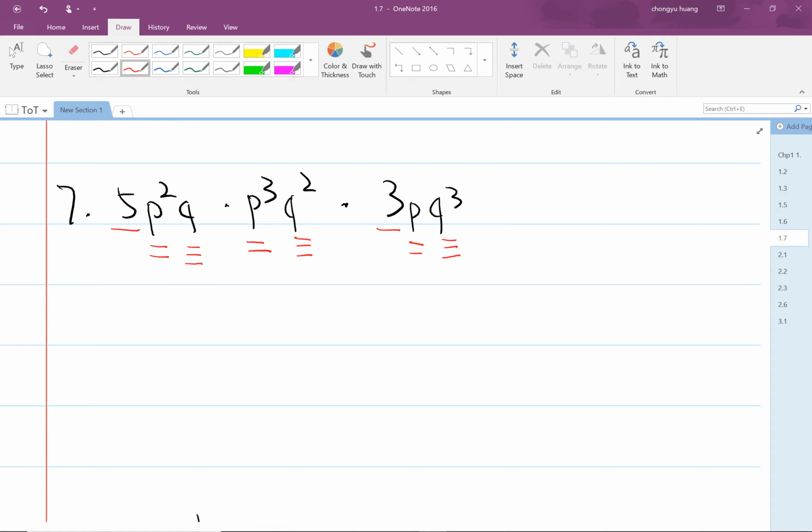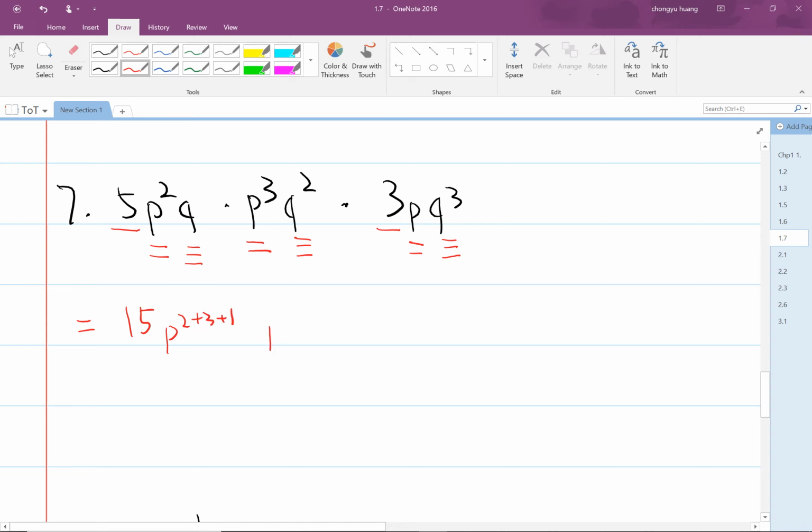So that's what makes you add or subtract the right term. That's one of the tricks, just to make sure you are on the right track. Here we have 5 multiplied by 3, so it's going to be 15. And then what about p? P to the power 2, p to the power 3, and a single p. So it's going to be 2 plus 3 plus 1.